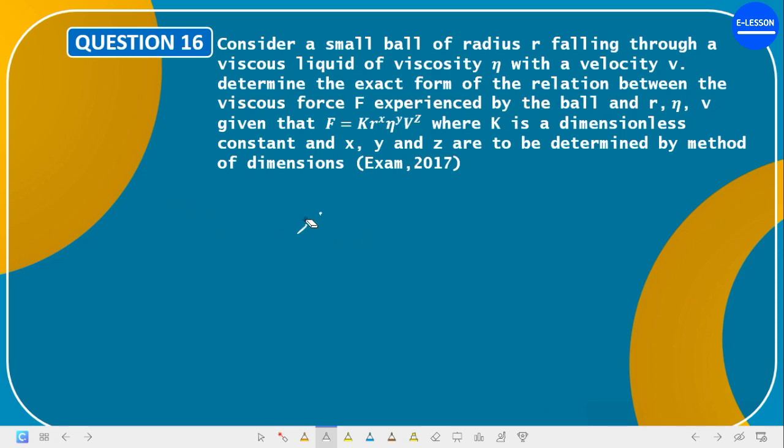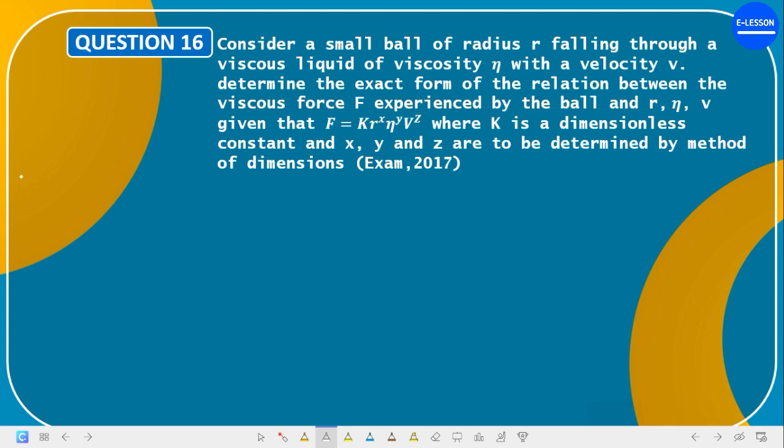Let's solve this one. Then we know that we are done with dimensional analysis. Now, we are going to take this one step by step and very easy. You are given that, consider a small ball of radius r falling through a viscous liquid of viscosity with a velocity v. Determine the exact form of relation between the viscous force experienced by the ball, and r, then viscosity, and v for velocity.